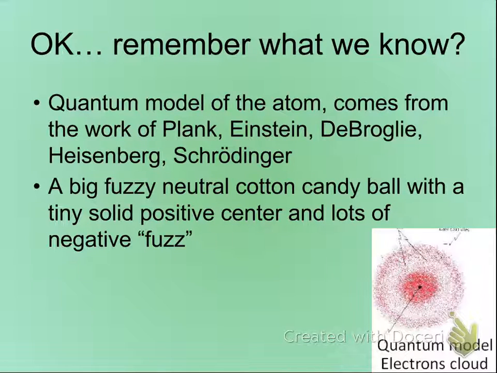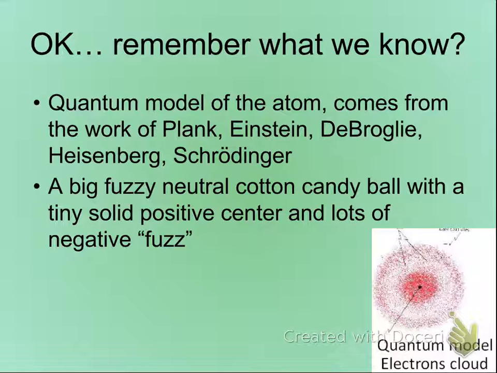So first, we want to sort of recap and refresh what we know about the atom. In this level of dealing with atoms, we work with the quantum model, and that comes out of Planck's work in the late 19th, early 20th century. Einstein and de Broglie contributed pieces building onto what Planck had already said. And then Heisenberg and Schrödinger kind of come in and frost the cake, so to speak. They lend us our final bits of understanding about how electrons are arranged in atoms.